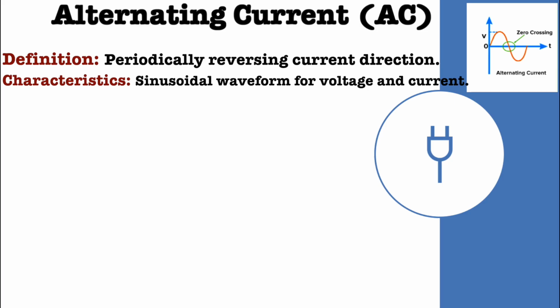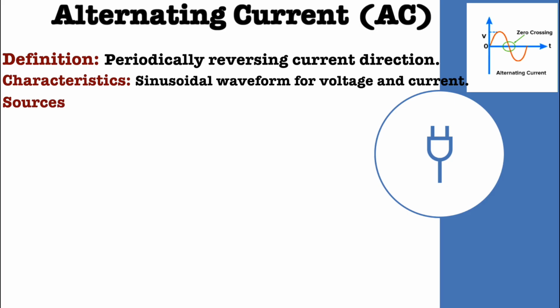This oscillation allows AC to efficiently transmit power over long distances. The voltage and current vary over time, usually in a sine wave pattern, which means they rise to a peak value, drop to zero, reverse, and then repeat.